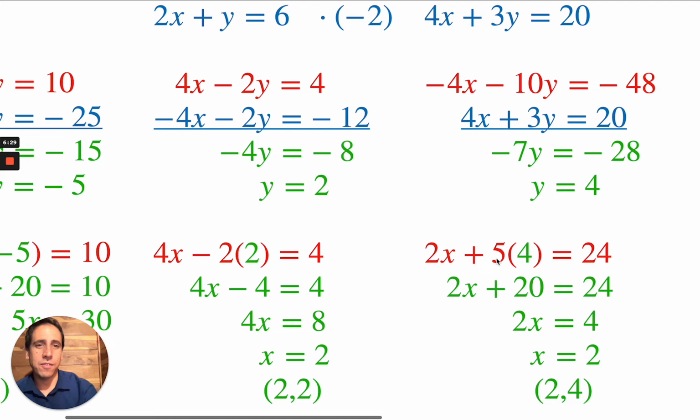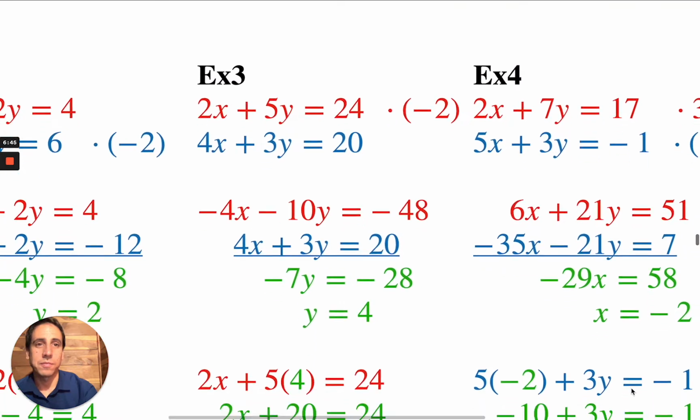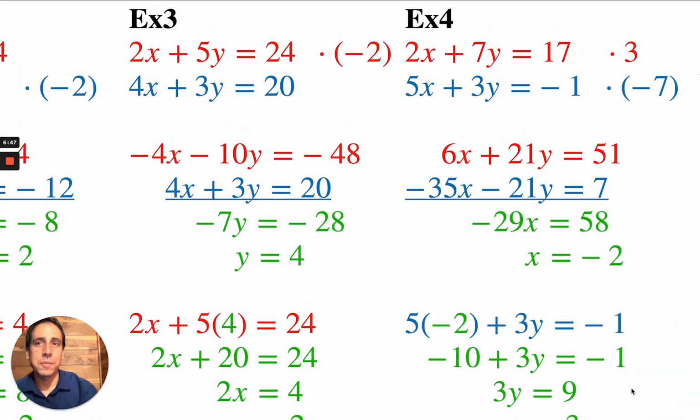2x plus 5 times what y is. I mean, now we know that the value of y is 4. It's equal to 24. Multiply 5 times 4, undo the addition, undo the multiplication. You get x is equal to 2. Therefore, you can present the solution as 2 comma 4. Awesome. All right, preliminary step.